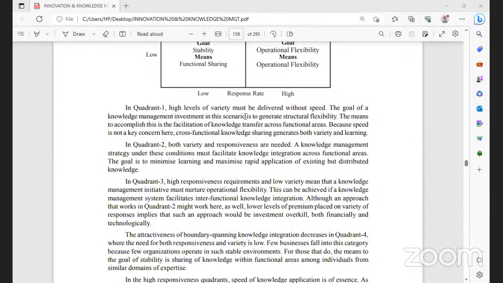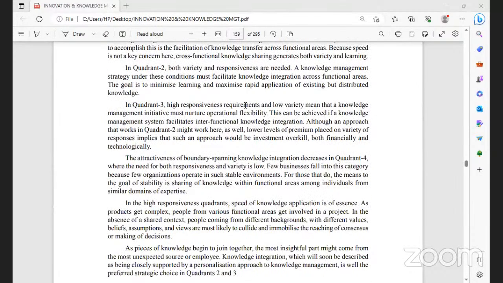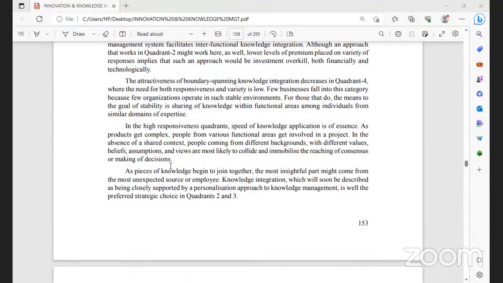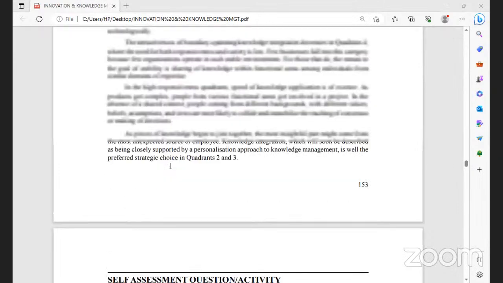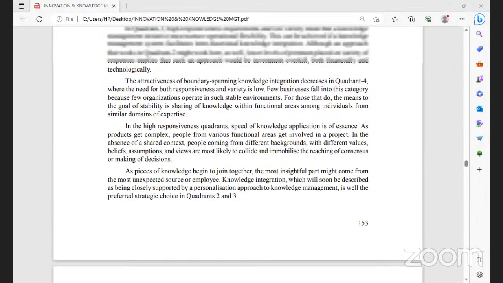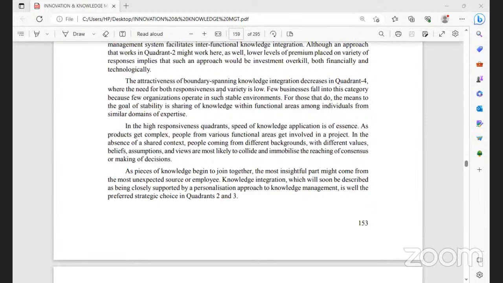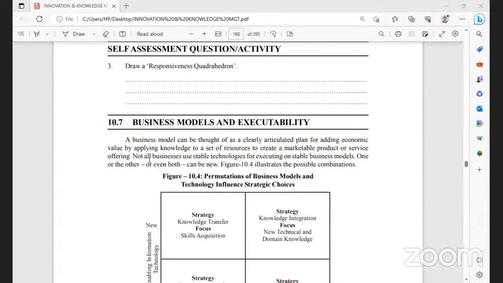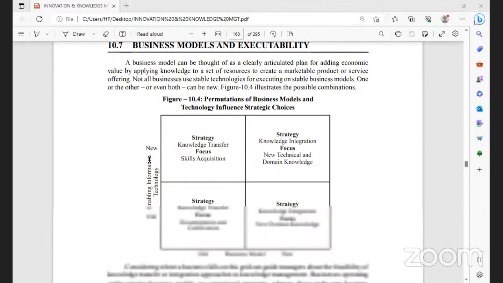Quadrant 1, high levels of variety. Quadrant 2, both variety and responsiveness. Quadrant 3, high responsiveness requirements. And similarly, quadrant 4 is an integration of both, where responsiveness and variety are low. Next one is business models and executability. It is also a matrix environment with four quadrants.